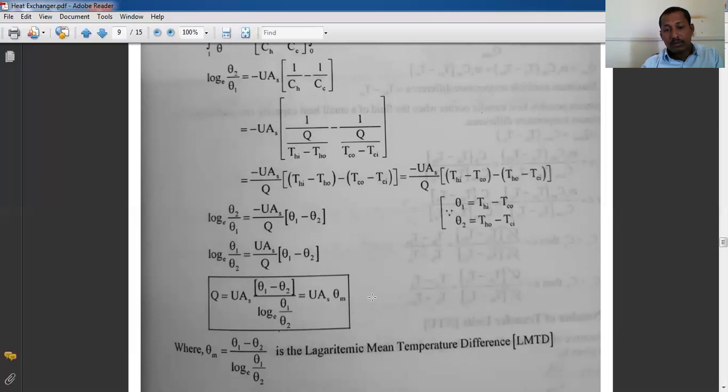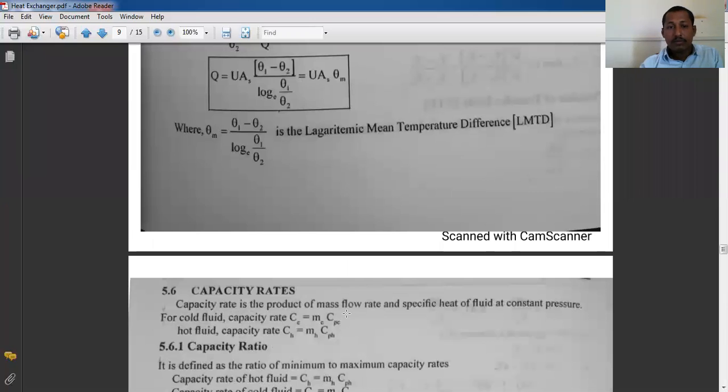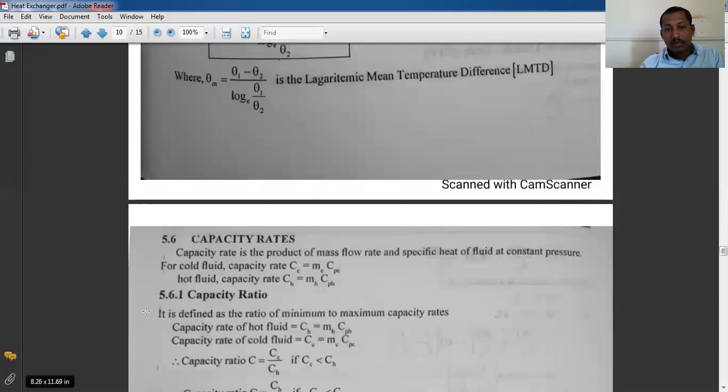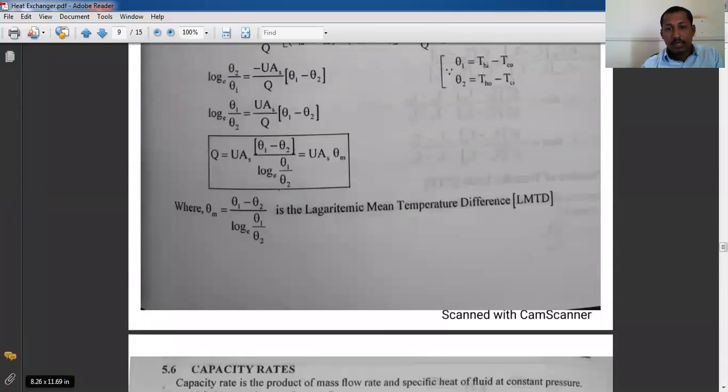That is UAS into theta M. Theta M is called LMTD, the logarithmic mean temperature difference. Now, after that, both equations are the same, but the theta 1 and theta 2 values will be changing. For parallel flow it is different, for counter flow it is different.